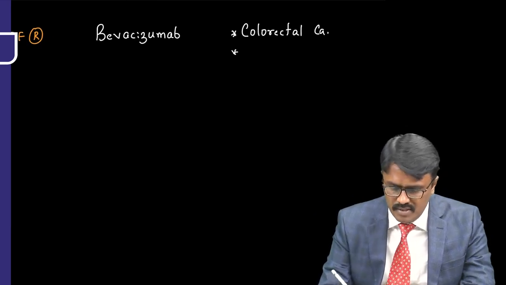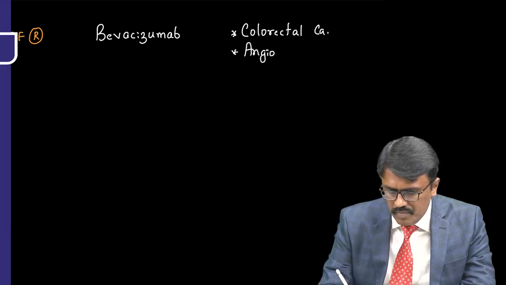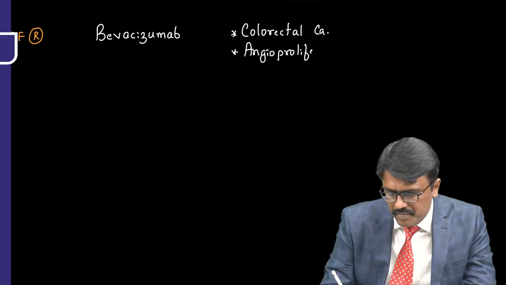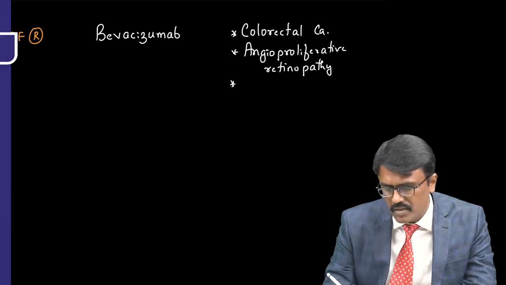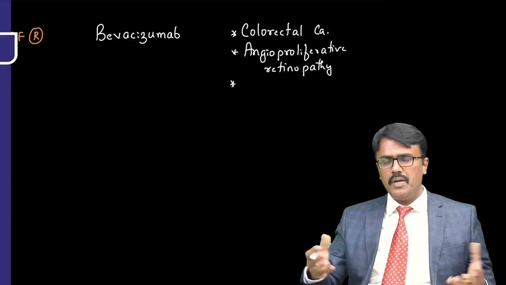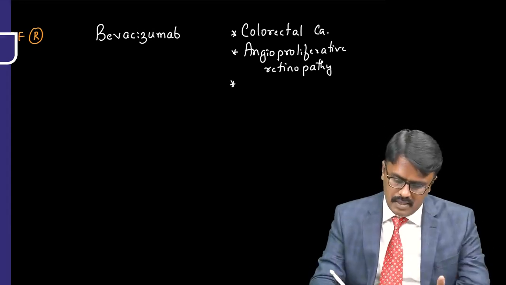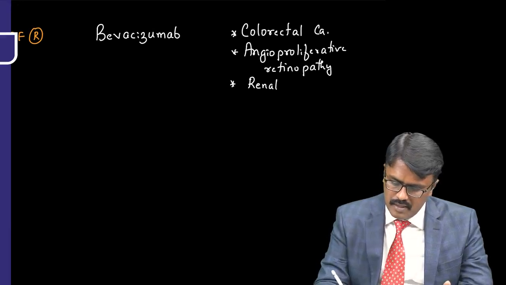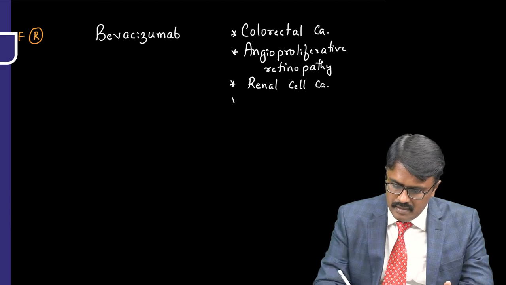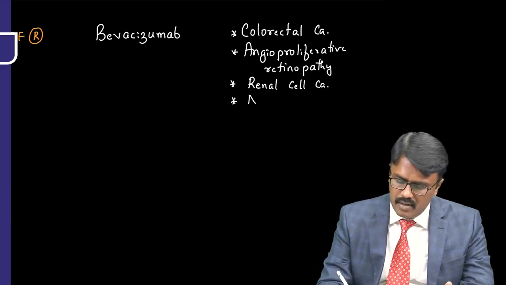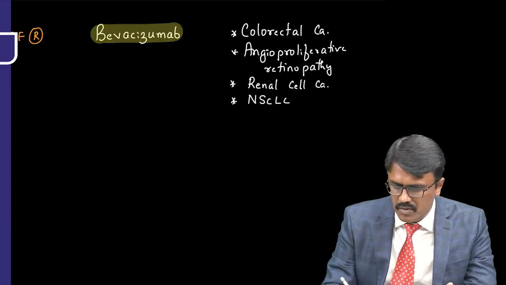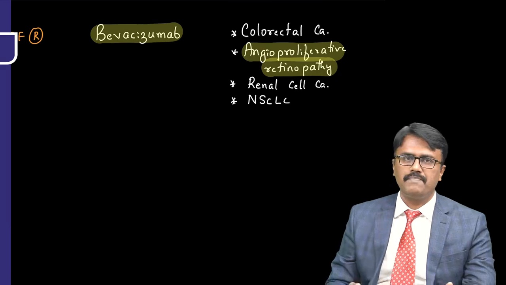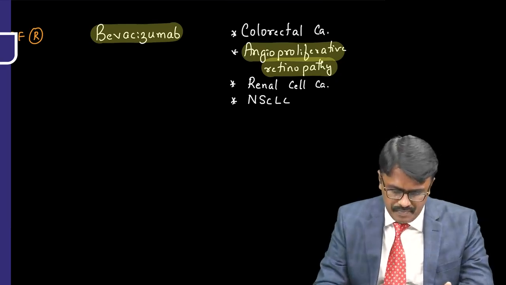Now, do you use it in any eye condition? Take a guess. Yes, it is used in angioproliferative retinopathy. So in retinopathy, we also use that because, as the name is telling you, angioproliferative, the blood vessels are proliferating, block them. It is also used in renal cell cancer and non-small cell lung cancer. But mainly remember, bevacizumab, one of the drug used in ophthalmology, is for retinopathy, angioproliferative retinopathy.